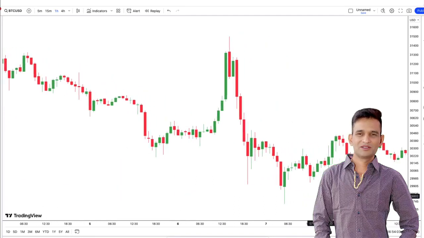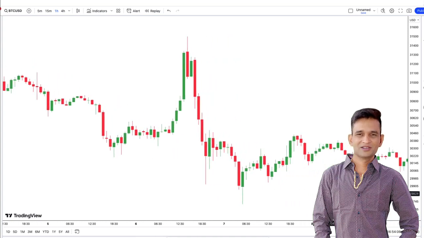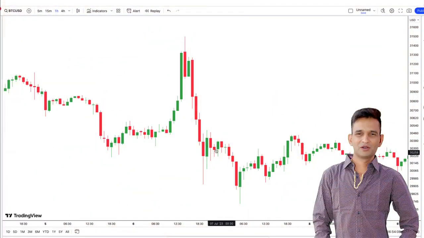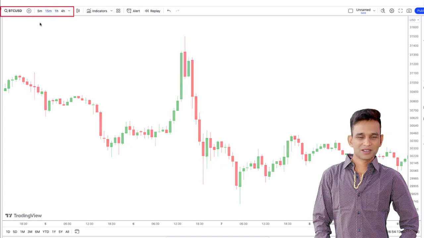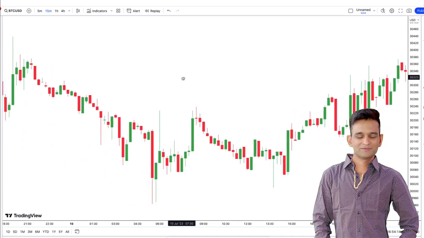Today, we will delve straight into discussing our trading strategy. To visually illustrate the strategy, we will utilize the Tradingview platform. For the purpose of demonstration, we will employ the 15-minute time frame of Bitcoin chart. However, keep in mind that you can apply this strategy to various other charts and time frames.